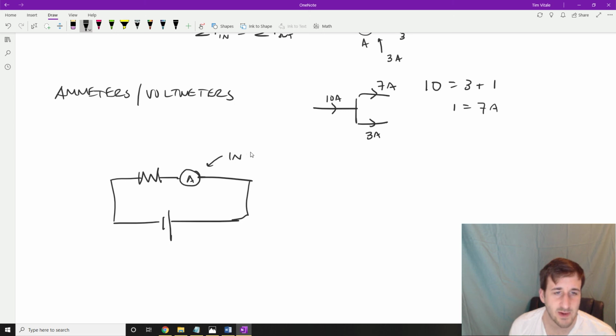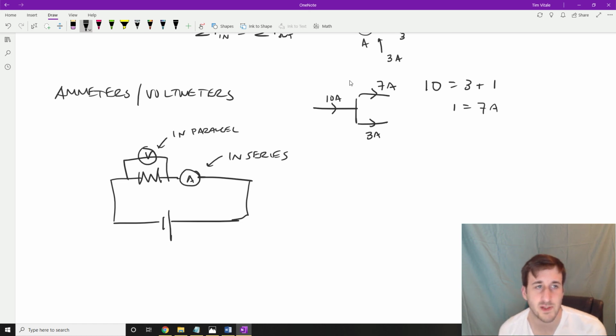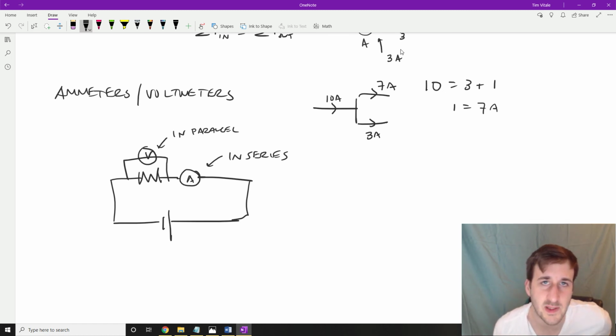That's in series. So ammeters have to be in series. And then if I want to know the voltage drop across this resistor, I have to find the voltage drop by doing it in parallel. So that's the main thing that you need to know about voltmeters and ammeters. I'm going to take a break, and then I'm going to explain some complex circuits in a second.